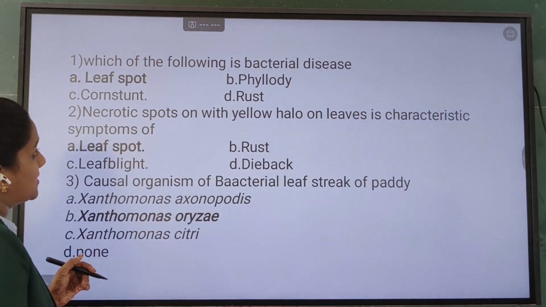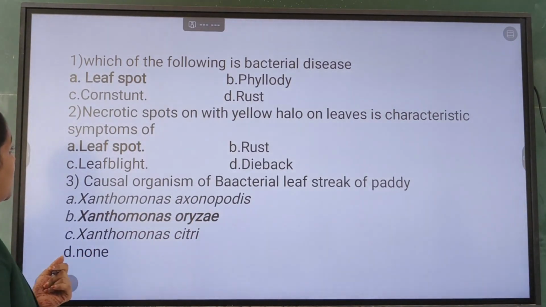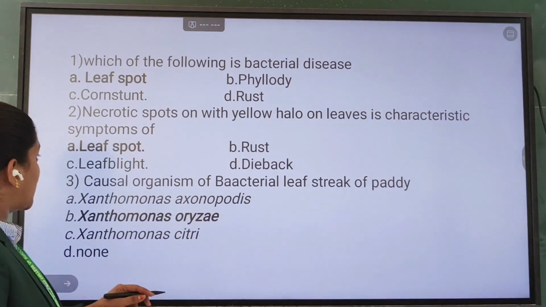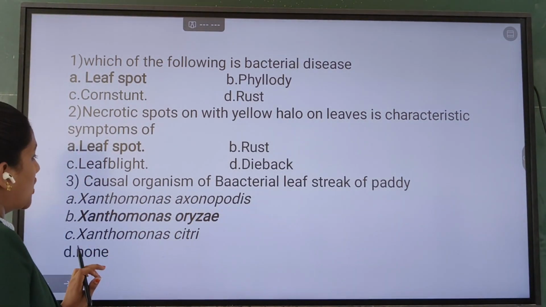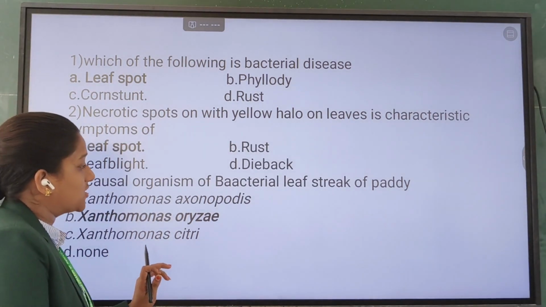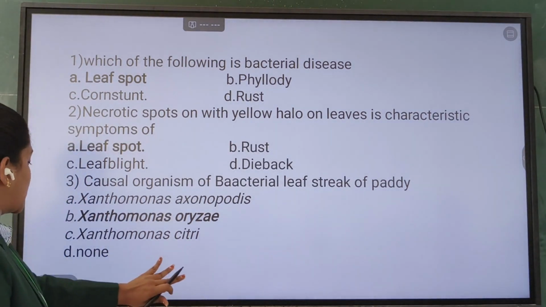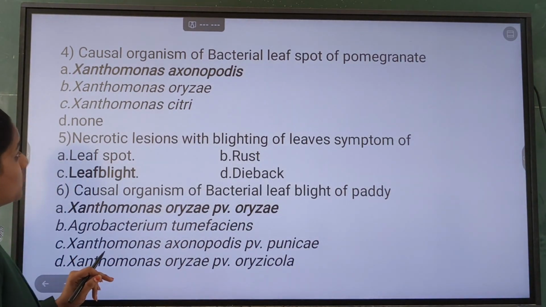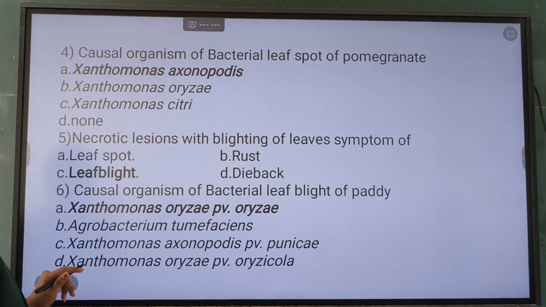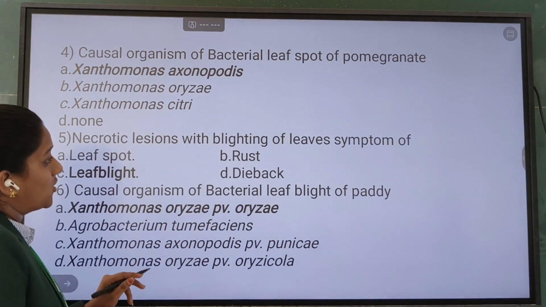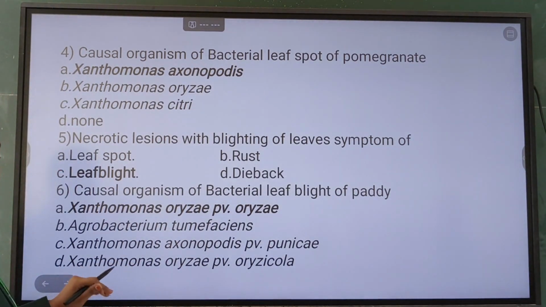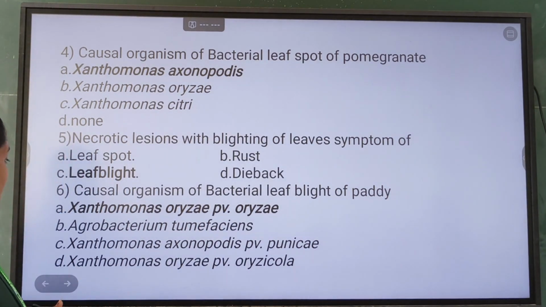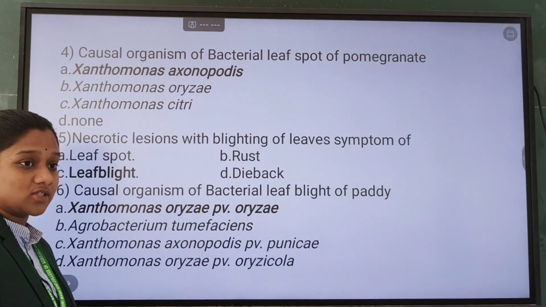Which of the following is a bacterial disease? Leaf spot: necrotic spots with a yellow halo on leaf are characteristic of leaf spots. Causal organism of bacterial leaf streak of paddy, Xanthomonas oryzae. Causal organism of bacterial leaf spot of pomegranate, Xanthomonas axonopodis. Necrotic lesions with the blighting of leaf is the symptom of leaf blight. Causal organism of bacterial leaf blight of paddy, Xanthomonas oryzae pv. oryzae.